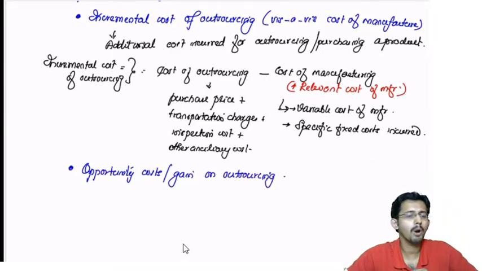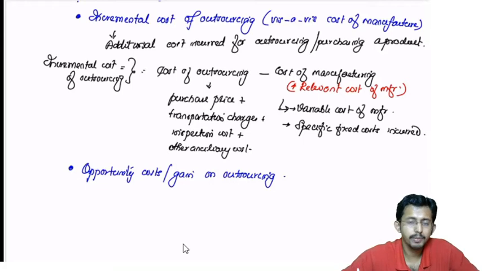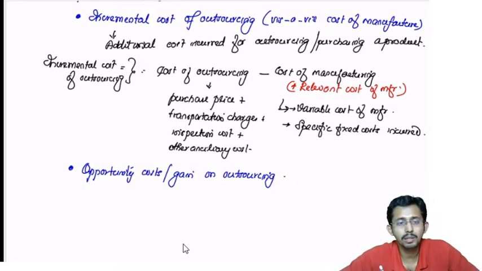Okay, what do you mean by opportunity cost or gain on outsourcing? Suppose when you outsource a certain product, there may be some spare capacity. It could be space, machine hours, or even labor hours. This spare capacity could be used for manufacturing some other products, which may yield you a higher contribution or higher benefit. That higher benefit which we are earning from the additional production using the spare capacity may be taken as an opportunity cost or opportunity gain of outsourcing.